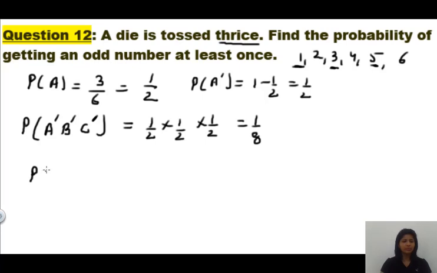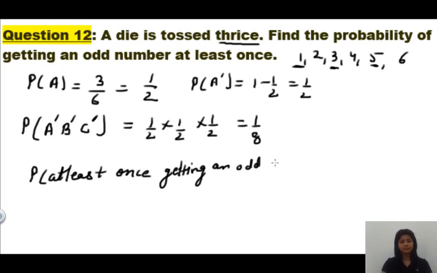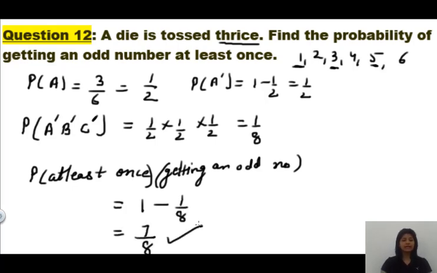Right? Now I have to find the probability of at least once you get an odd number, right? If I subtract from 1 the probability that all the 3 times we do not get any odd number, I'll get the probability of getting odd numbers at least once. That means excluding one case, all the cases are included here, right? And which is the one case that we have to exclude? That we don't get an odd number in any of the toss.